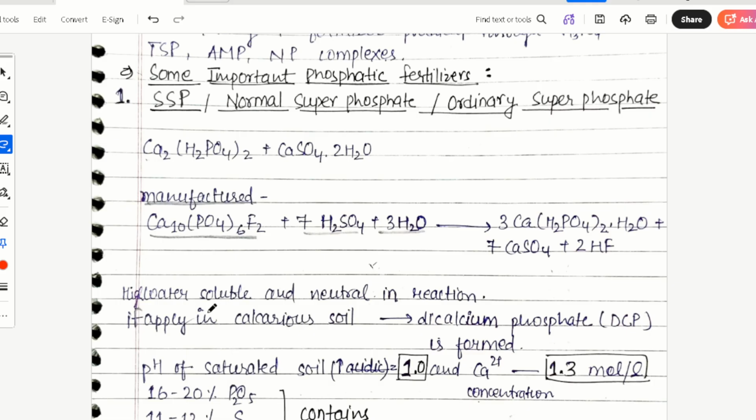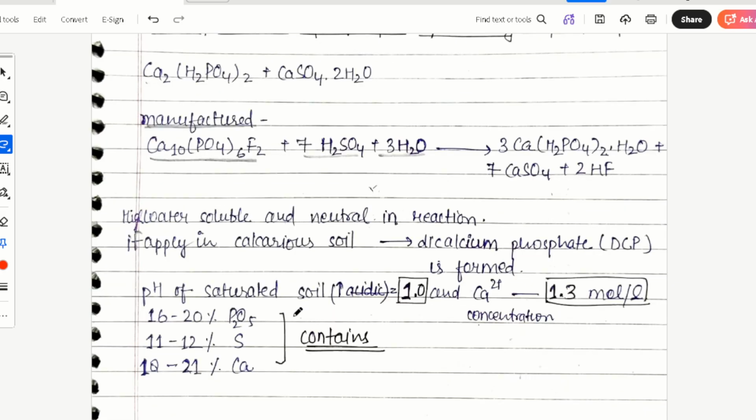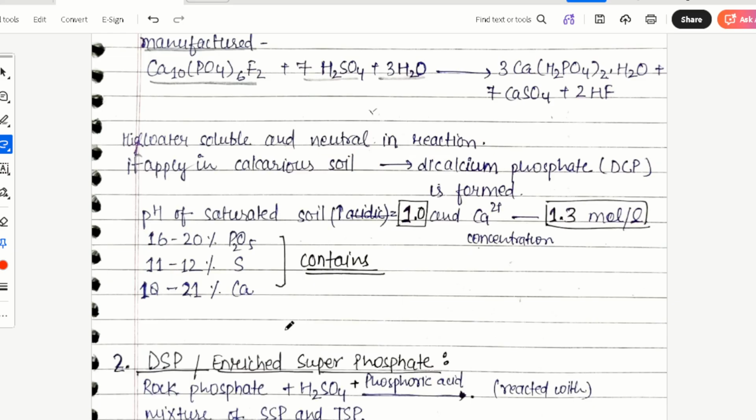It is highly water soluble and neutral in reaction. It is applied in calcareous soil, where dicalcium phosphate DCP is formed. The pH of saturated soil is 1 and calcium is 1.3 mole per liter. In it, 16 to 20% P2O5, 11 to 12% sulfur and 18 to 21% calcium are available.